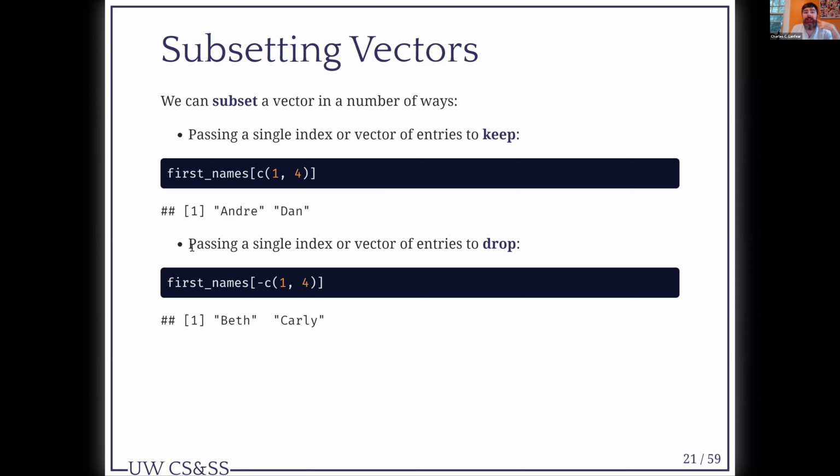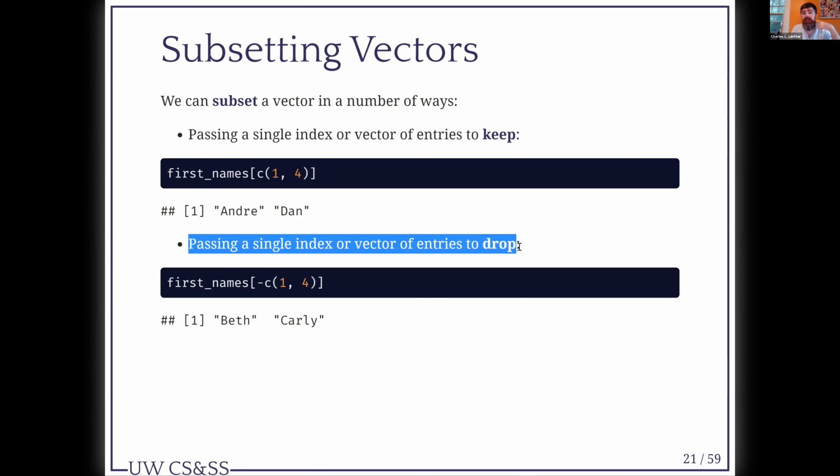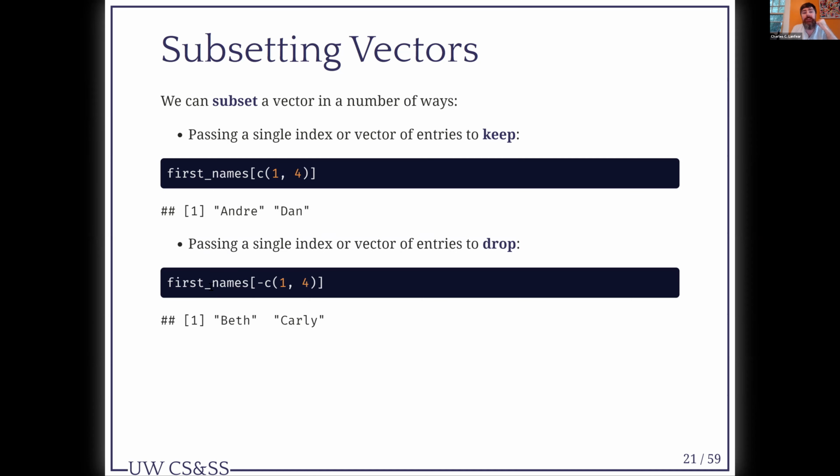You could also pass a single index or vector of entries to drop. I could say, take the first names, but subtract the first and fourth name, and I'm going to get the second name and the third name. So you can do positive indexing or negative indexing. This is kind of like selecting things in dplyr. You can do either positive indexing or negative indexing, but you can't do both because they're mutually exclusive.